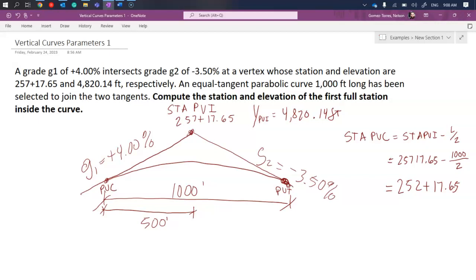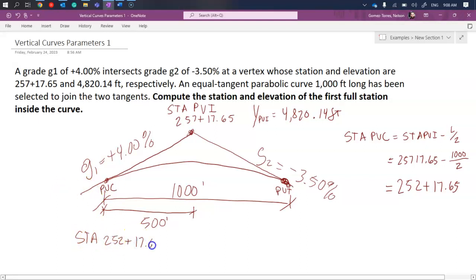Now, compute the station and elevation of the first full station inside the curve. You remember, full stations are those that end up with plus 00 when we are in feet. So the first full station, if the station of PVC is station 252 plus 17.65, what would be the first full station inside the curve? So if we're moving in this direction inside the curve, what will be the first full station? Hopefully, it's relatively clear that the first full station inside the curve is going to be 253 plus 00.